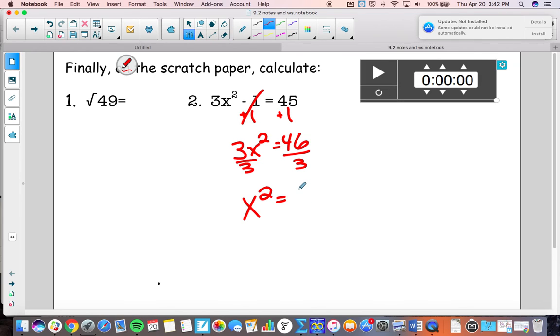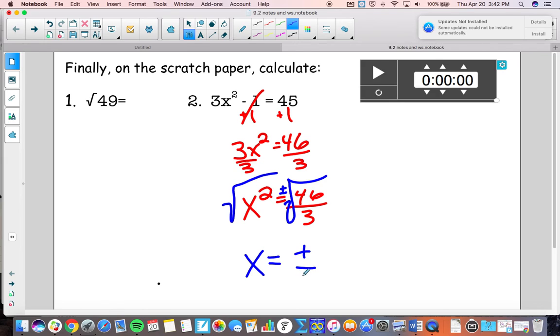Oh, is that going to work out? That's going to be kind of messy. So we get 46 thirds here. And then we can undo squaring by square rooting. And when we do that, we get a plus or minus. So you'd have some decimal here, rounded to the nearest hundredth. So plus or minus, I don't know what that's going to be, like 3 point something, I believe.